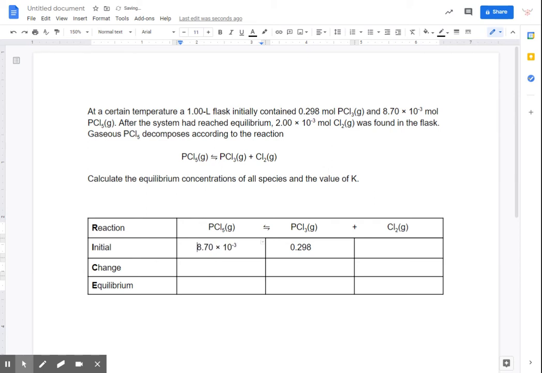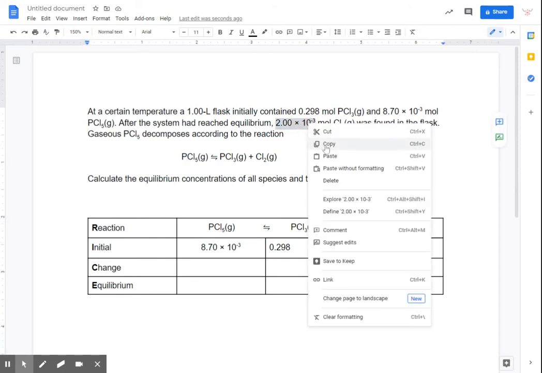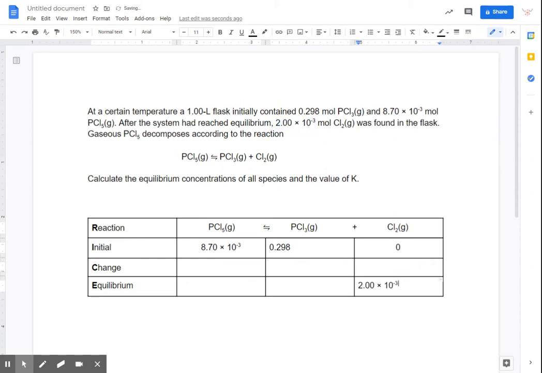Now, it doesn't say anything about our initial for the chlorine. So we assume that it's 0. If it doesn't say anything about it specifically, then we're just going to pretend like it has 0 or doesn't have anything initially. What else does it tell us? It tells us that at equilibrium we have this many moles of the chlorine. So I can put that there.